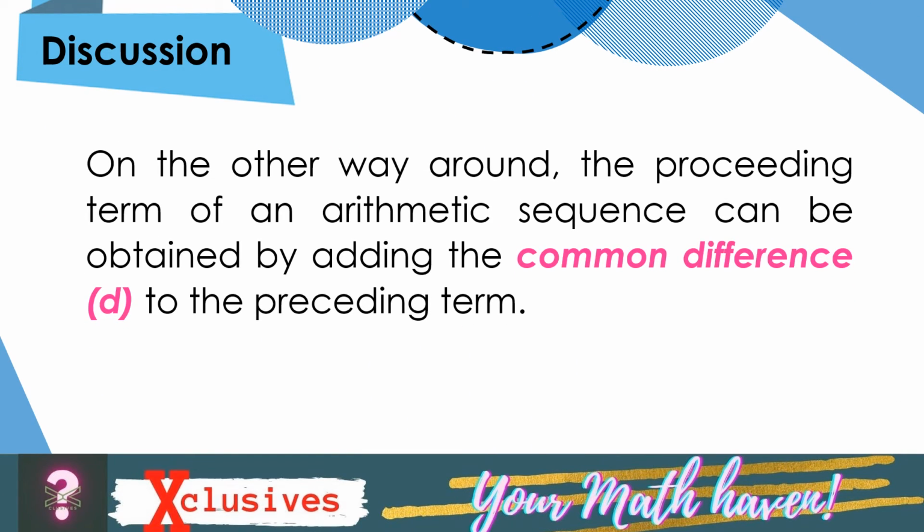For the second example, you're asked to study it on your own as found in your module. Now let's proceed. On the other way around, the preceding term or the next term of an arithmetic sequence can be obtained by adding the common difference to the preceding term. Now remember, for the common difference, we represent that with a small letter d.